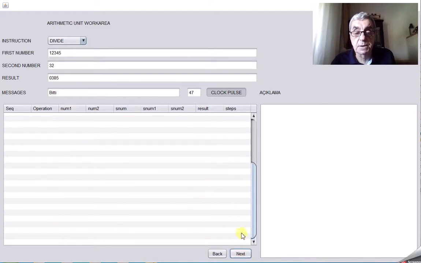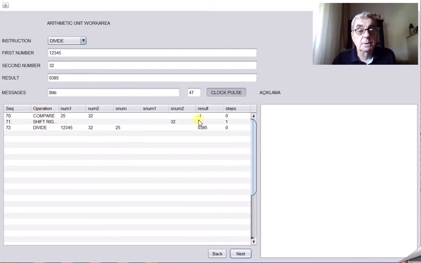Let's go to the next screen. Here we compare the result. 32 is greater than the dividend. It is finished. We can shift right, but the divisor is smaller than the initial value. So we stop. What we get when we divide this number by 32 is 385 as the quotient and 25 as the remainder. So this is what we have as an arithmetic unit. I showed all the instructions of the arithmetic unit with an example.